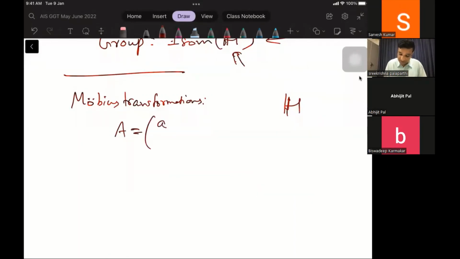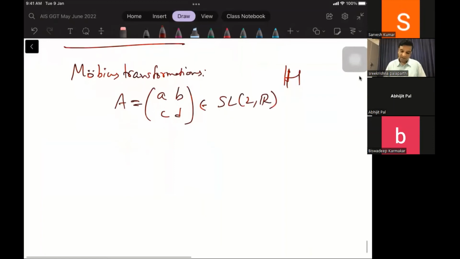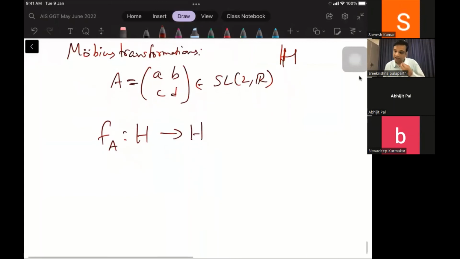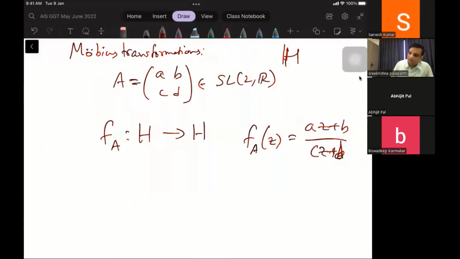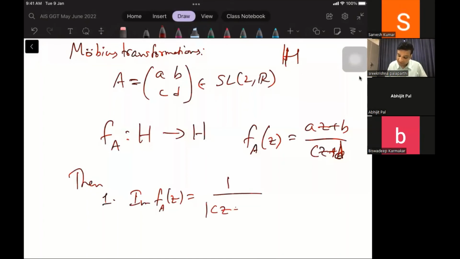And then we'll announce something. So here is A, B, C, D. What are Mobius transformations? If you take an element of SL2R, a 2 by 2 matrix with real entries and determinant 1, it defines a map on H: F_A(z) = (Az + B)/(Cz + D). You might have looked at this Mobius transformation. Please look at its properties. The imaginary part of F_A(z) is 1 over the modulus of Cz + D, squared, times the imaginary part of z.